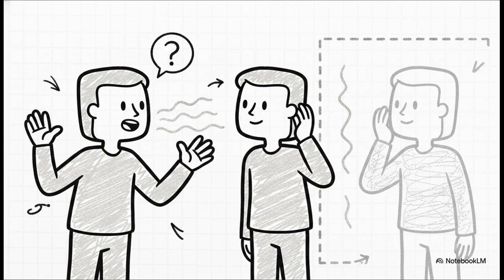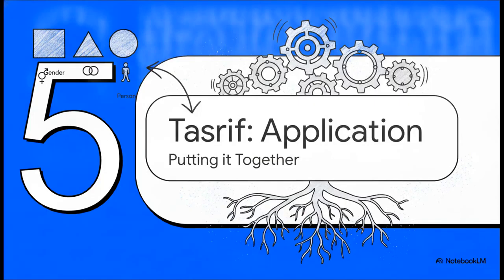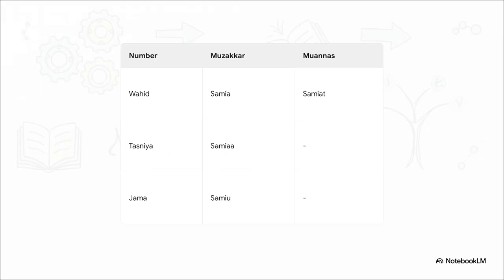You see, you weren't just memorizing dry grammar terms here. You're defining the exact physical reality of the conversation. Who's speaking, who's present, and who's absent. It makes perfect sense. And finally, Section 5, tasrif, practical application. Okay, this is where all these individual blocks, gender, number, and person, snap together in tasrif. It's where the real magic happens.